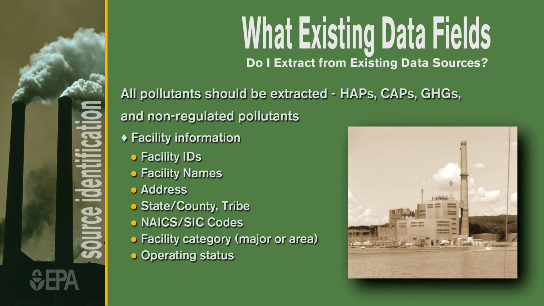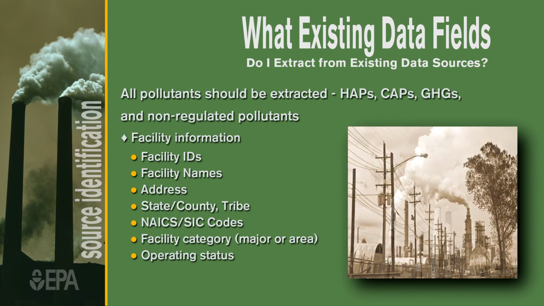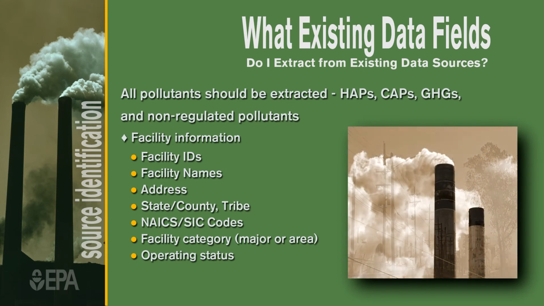You need the name of the facility. You might want to include the parent company with the name. We need the physical address of the facility. We need to know what state, county, tribe the facility is located in. We need to know information about the facility, so we would like to gather the NAICS or the SIC code. We need to know whether the facility is a major or an area source, and we need to know the operating status of the facility. Is it open? Is it temporarily closed? Is it permanently closed? If so, you probably would not want to model it.